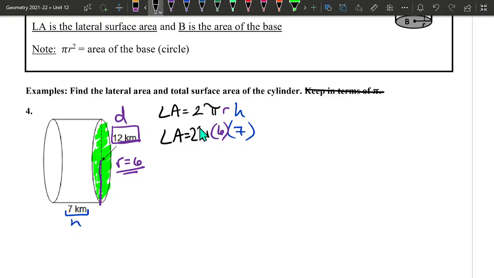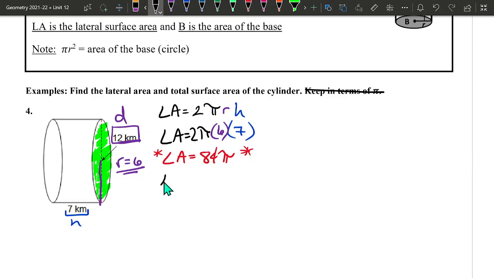2 pi times 6 times 7. 6 times 7 times 2 gives me 84. So I am going to write this as 84 pi. So the lateral area is 84 pi. The reason I'm doing that is because you need an exact value when you plug it into the surface area. So I'm going to write it this way just for use in surface area.